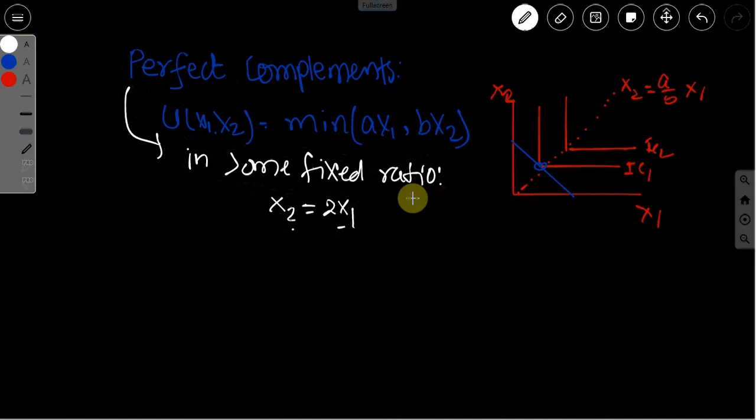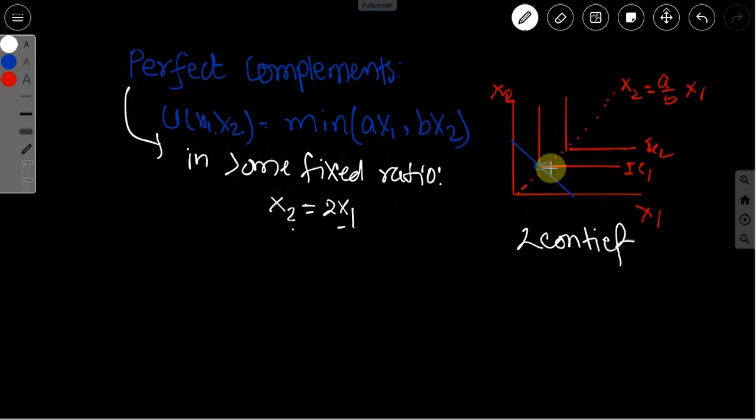So in such a case, the indifference curves will look like right-angled indifference curves as shown in this figure. These are also called Leontief preferences. So we discuss here the derivation of the Marshallian demand function in such preferences.